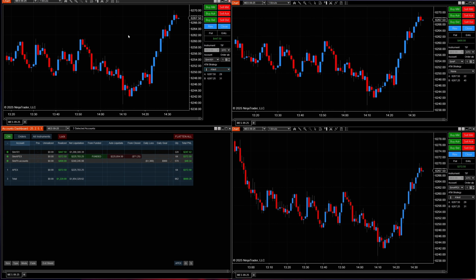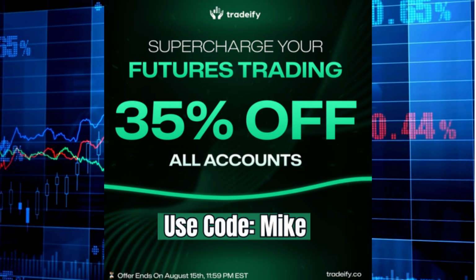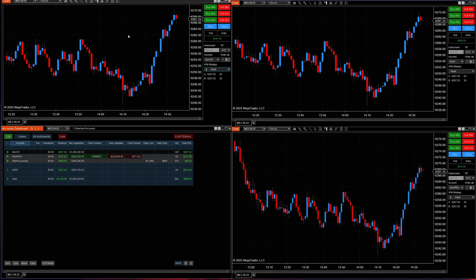In today's video, I'm gonna share with you guys why this could be the best trade copier out here. So if you trade with prop firms like Apex Trader Funding, My Funded Futures, Tradeify, or even Take Profit Trader, then you're gonna want to take a look at this trade copier.